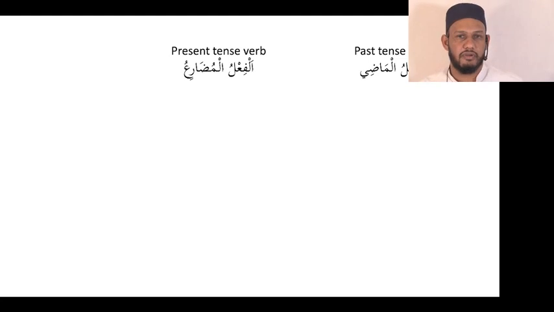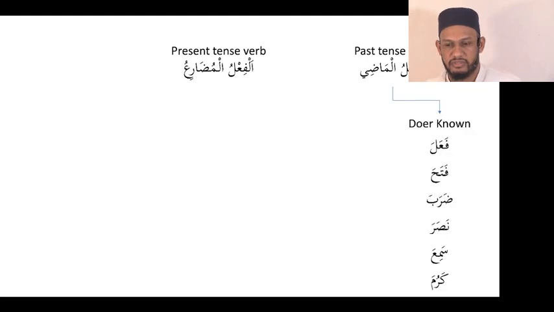So far we did three scales, al-fi'l al-maadi and al-fi'l al-mudari. Within al-fi'l al-maadi, we first did the normal one where the doer is known, like fa'ala, fataha, daraba, nasara, sami'a, karuma. That's the first scale that we did, so we're going to practice that now.